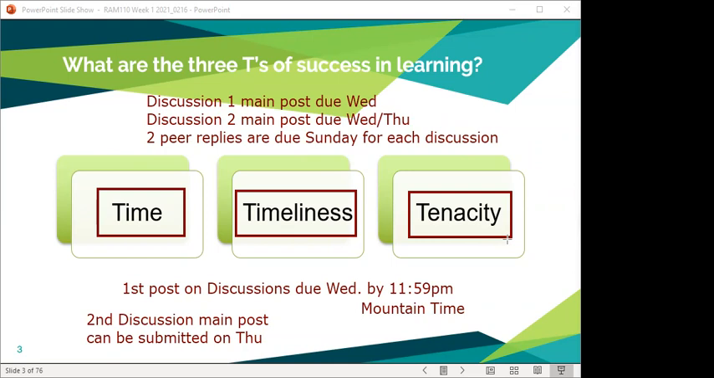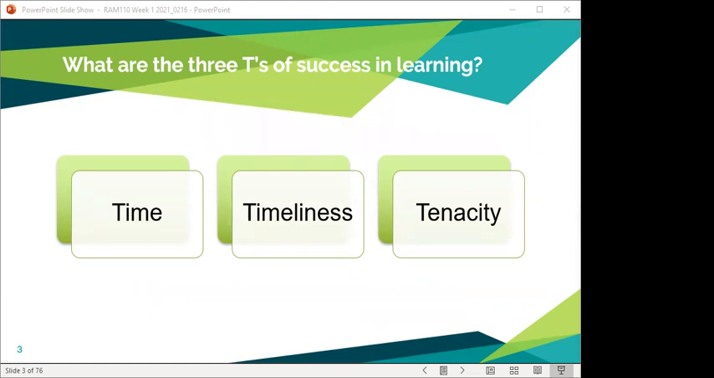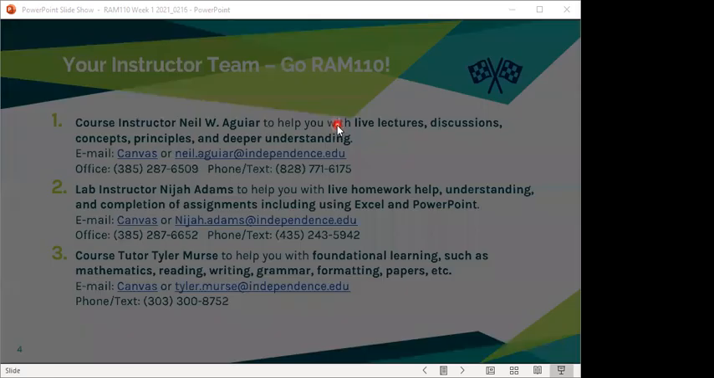And of course, if you can't make the live lecture or the live labs, we record them. And so that's super great, right? So for any reason you can't make these, unfortunately, you'll miss out on some of the interaction, which is great, and some of the things we get to do together live. However, it is better than not having any information at all. And I also share the PowerPoint with you as well, so you'll have that available to you. So with that being said, these are my 3 T's of success: time, timeliness, and tenacity.